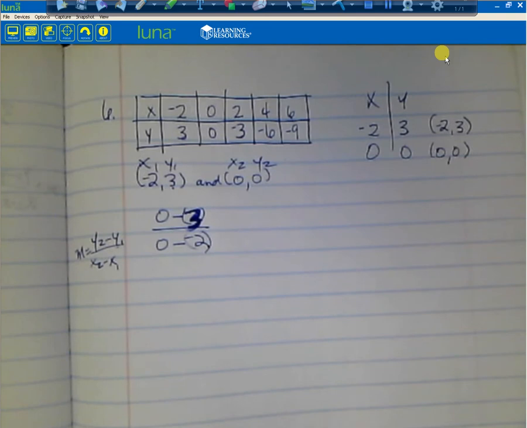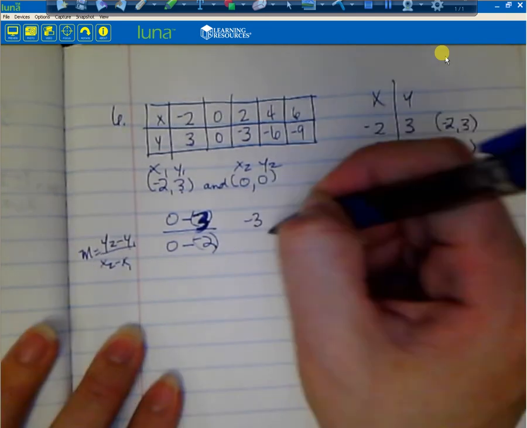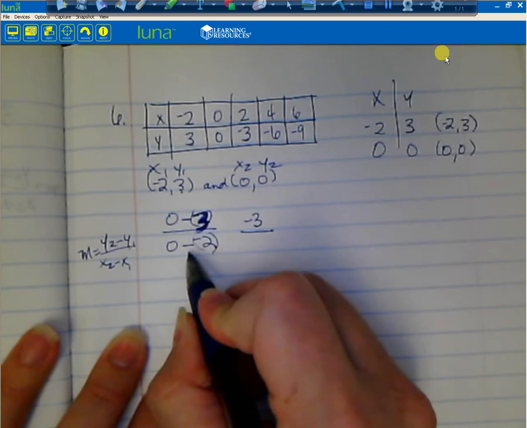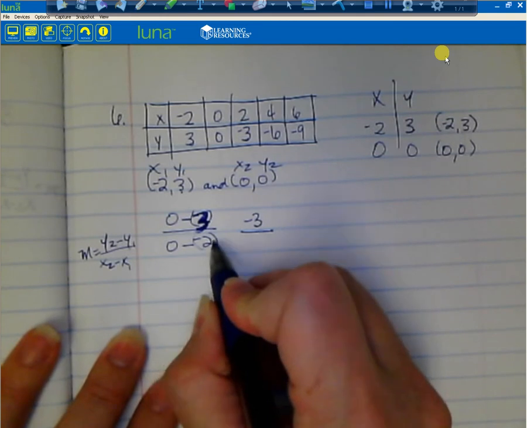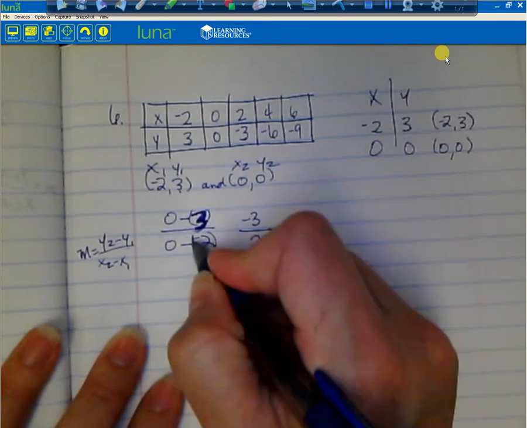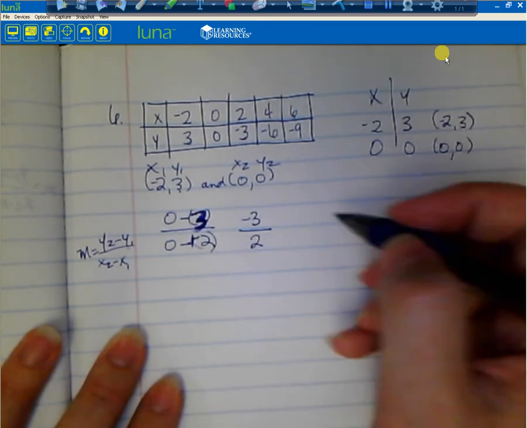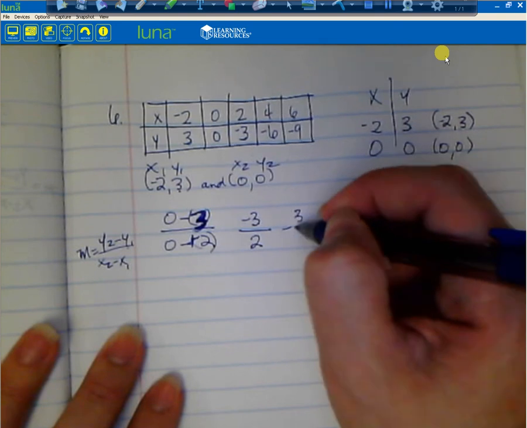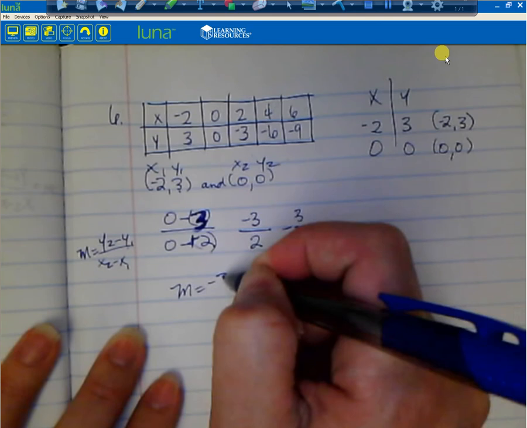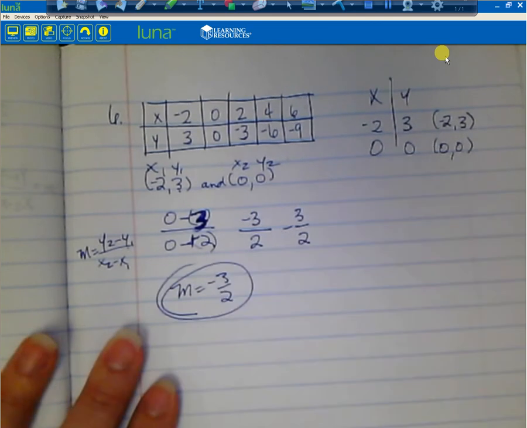All right, so 0 minus 3 gives us -3 over 0, again, minus a -2 gives us +2, so that becomes a +2. So 0 plus 2 gives us +2. So we're left with -3 over 2, and that is what our slope equals here, -3 over 2. So that is the slope of this line.